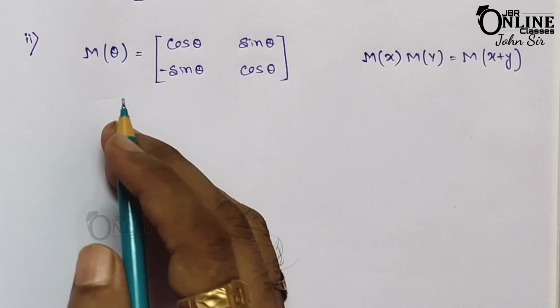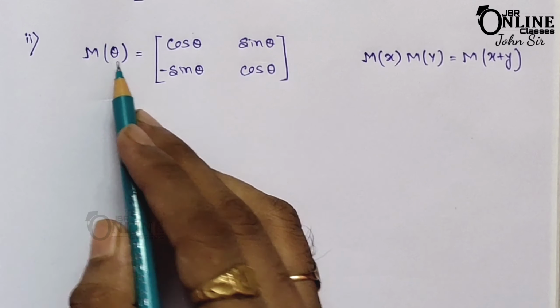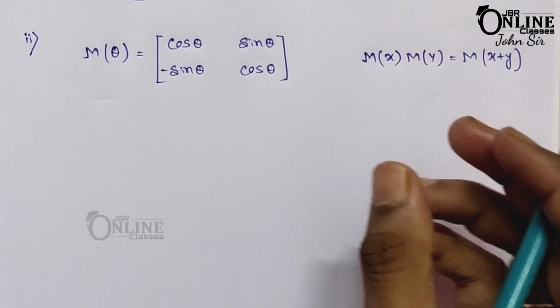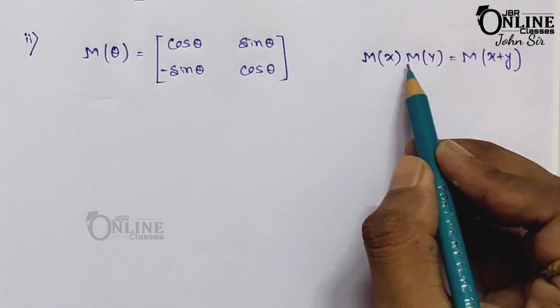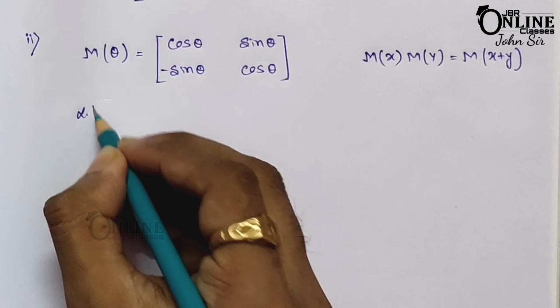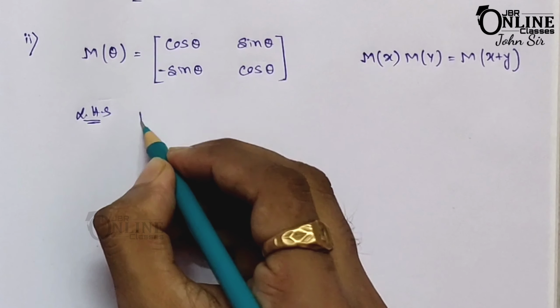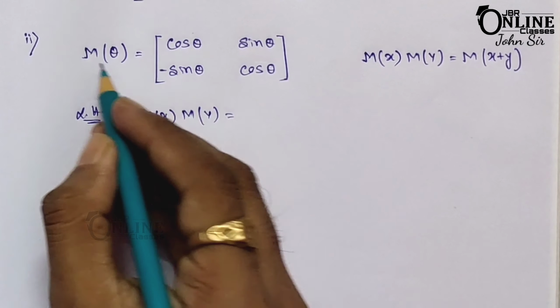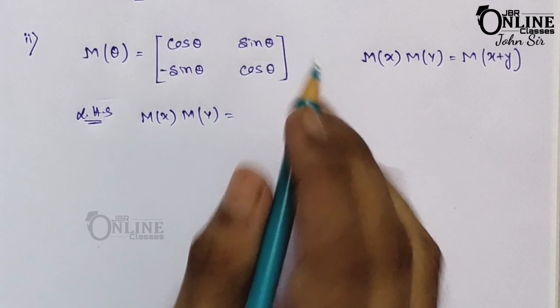Now next one, 16.2. Here M theta equals cos theta, sin theta, minus sin theta, cos theta. Now you have to prove that Mx into My equals M of x plus y. So on the left hand side, first Mx into My. As here it is M theta, all the entries are in theta.